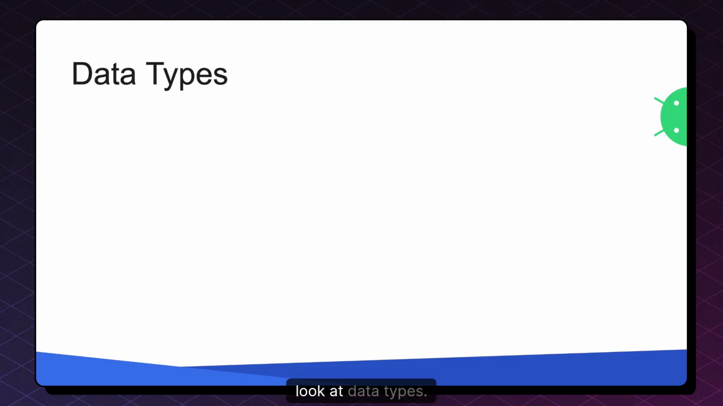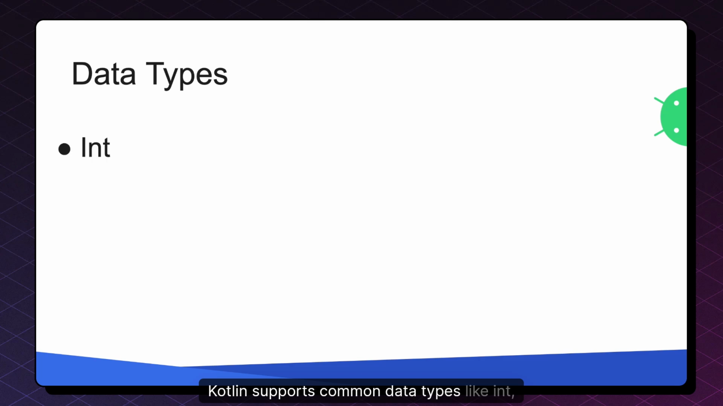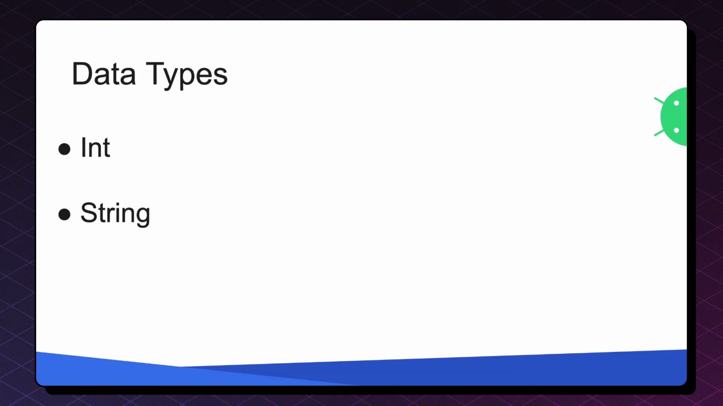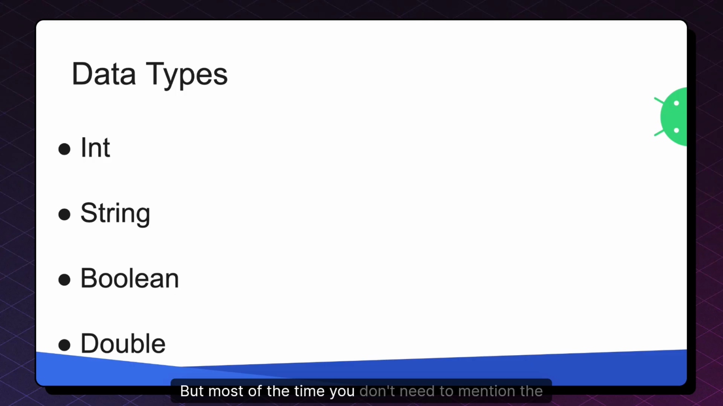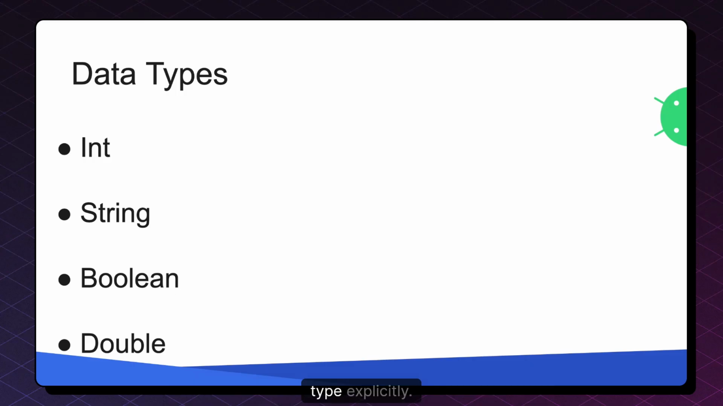Next, let's look at data types. Kotlin supports common data types like Int, String, Boolean, and Double. But most of the time, you don't need to mention the type explicitly. Kotlin is smart enough to understand the type based on the value. This is called type inference. So your code becomes shorter and cleaner compared to Java.